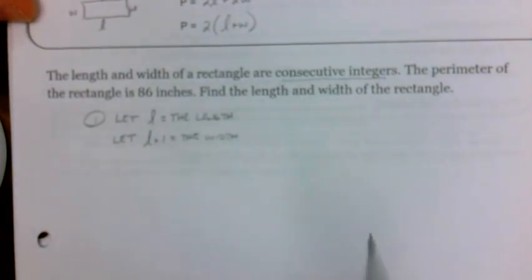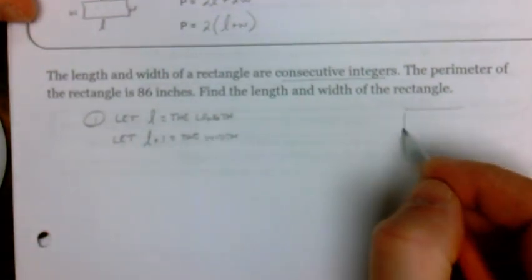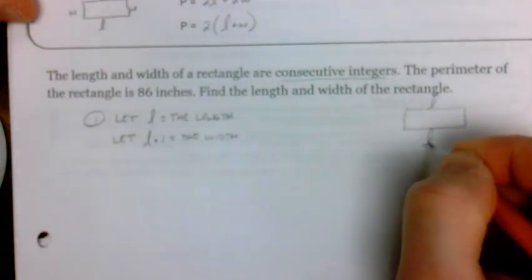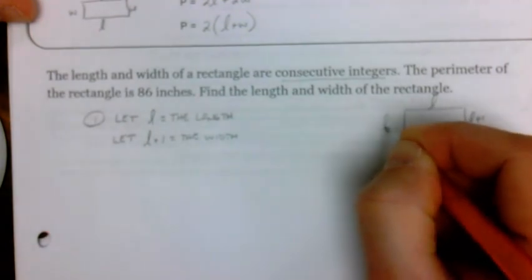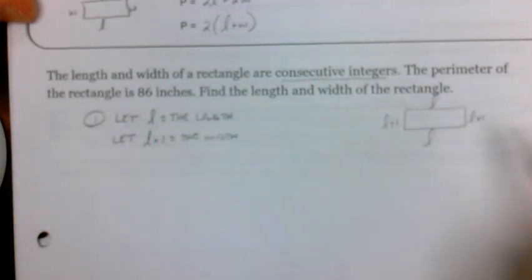They're consecutive integers. All right, so if I were to envision a rectangle, I can even draw that over here. I have L for the length and L plus 1 for the width. Okay, not a great diagram. These should actually be longer than these since I added 1, but no big deal. You get the general idea.